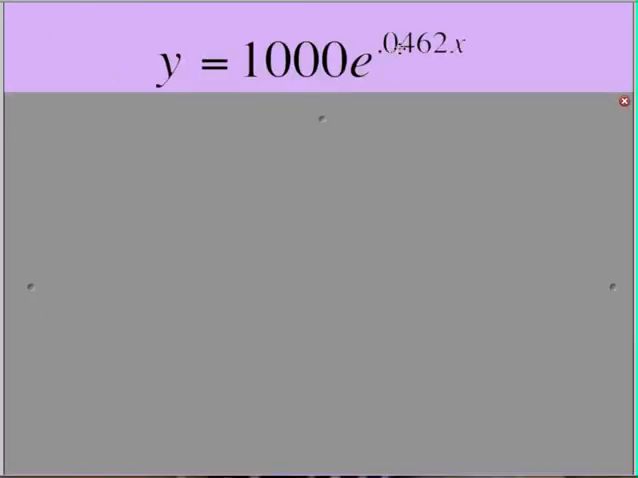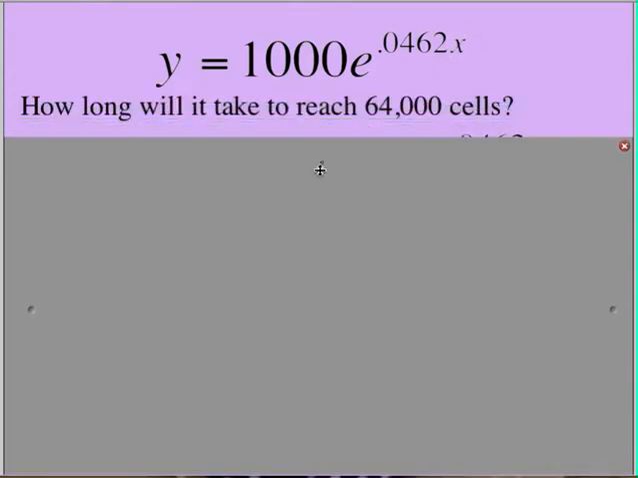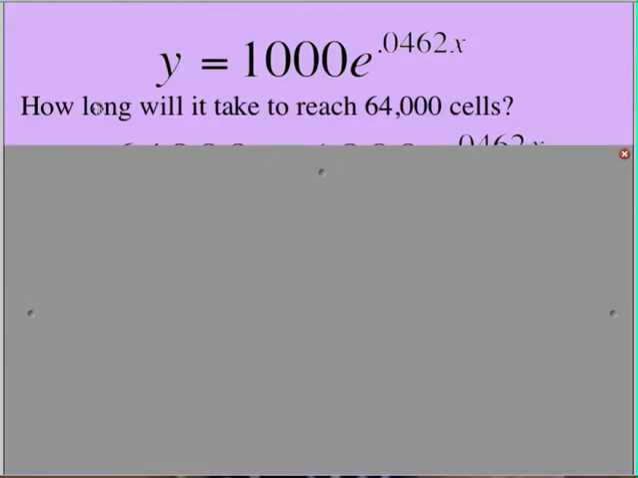Next, I'm going to plug that into the equation, and then here is my exponential growth model that I can use to answer any questions. So if I were to ask how many cells are there after 10 minutes, you would plug 10 in for x. If I asked you how many after 30 minutes, you'd plug 30 in for x. But since the question was asking how long will it take to reach 64,000 cells, I'm asking for how long, so I'm asking to solve for time.